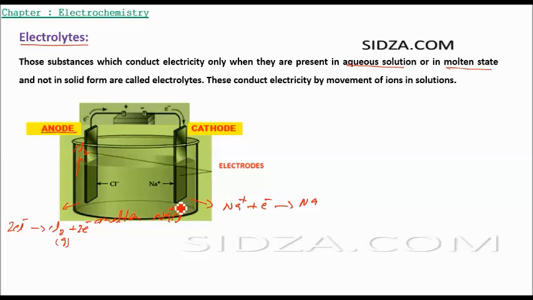Now the current which is produced here due to the movement of the ions through the solution, we call that electrolytic conductance, right? So electrolytic conductance is basically the current produced due to the movement of the ions, due to the flow of the ions through the solution.